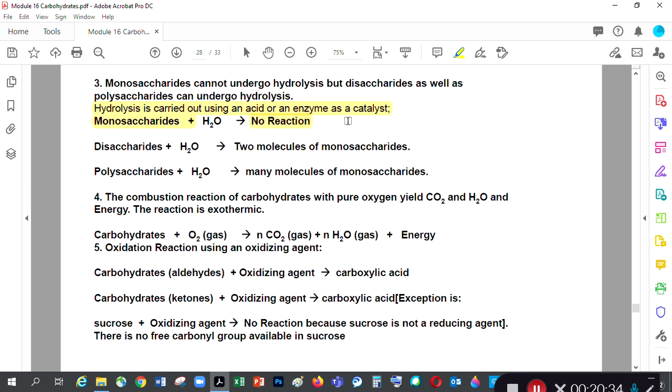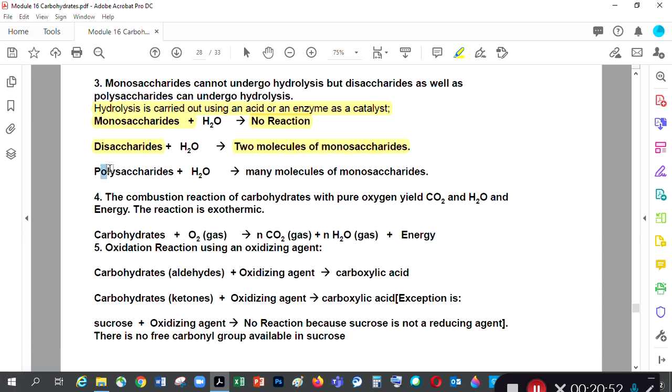Will give you no reaction. The monosaccharides are not being hydrolyzed. The disaccharides are hydrolyzed with H2O. They give you what? Because di means two, they give you 2 molecules of monosaccharides.